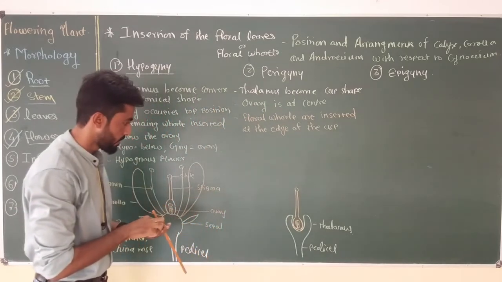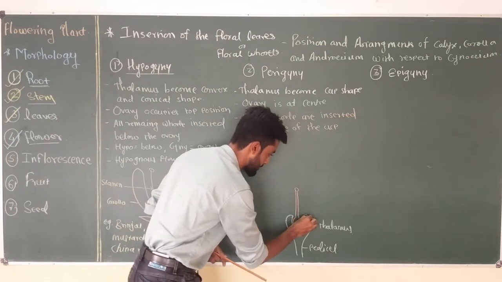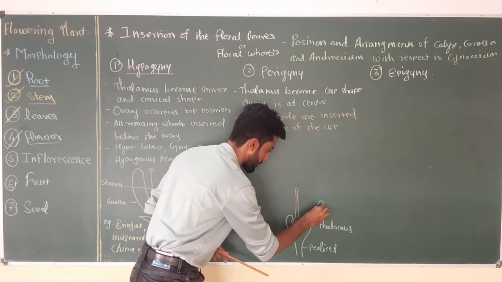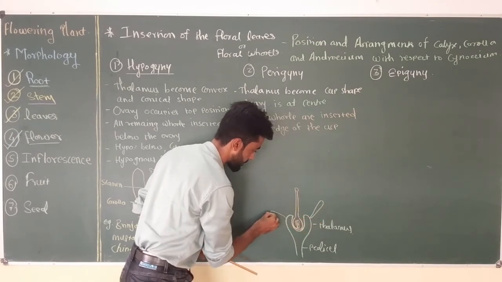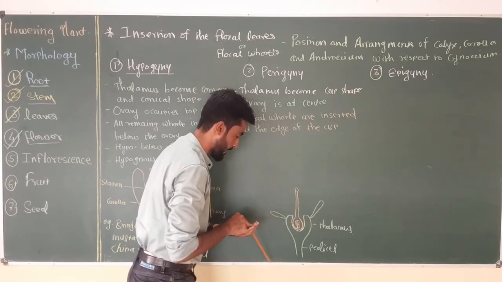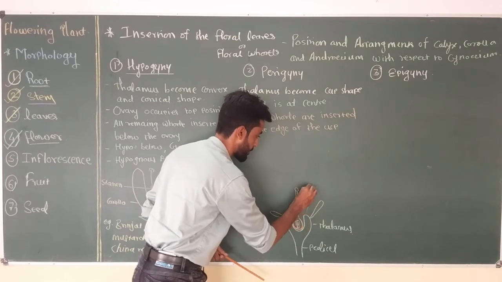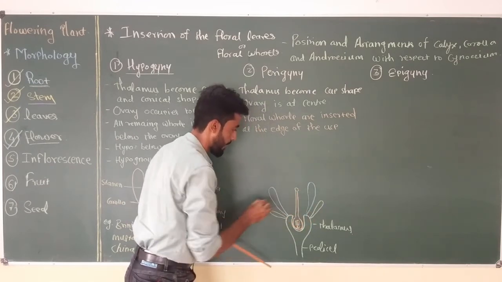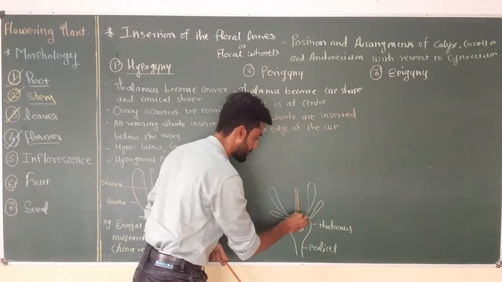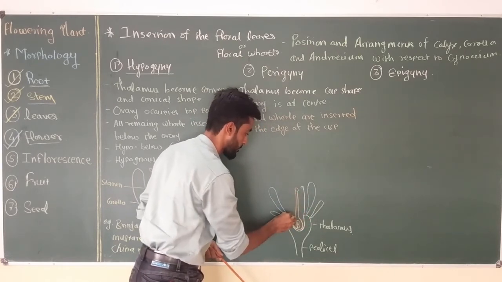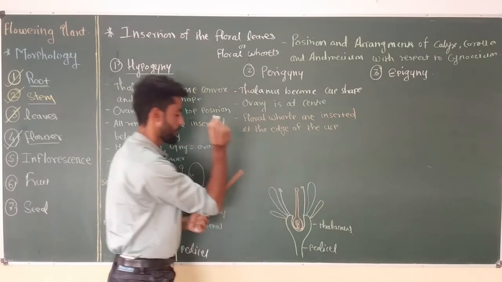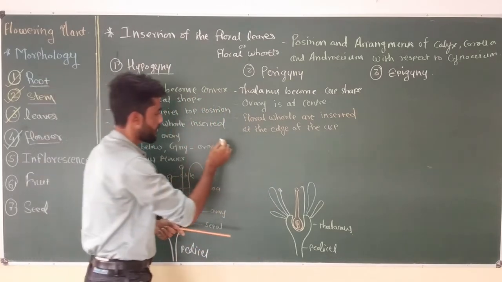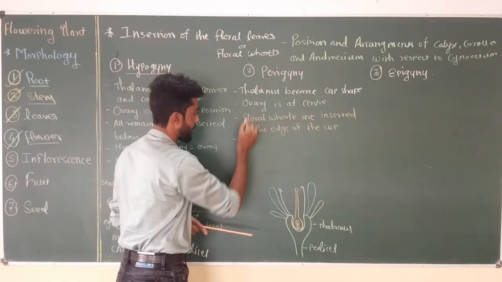So you can draw sepals at this point, okay, followed by large petals and stamens. Okay, now we call this arrangement as a perigyny.